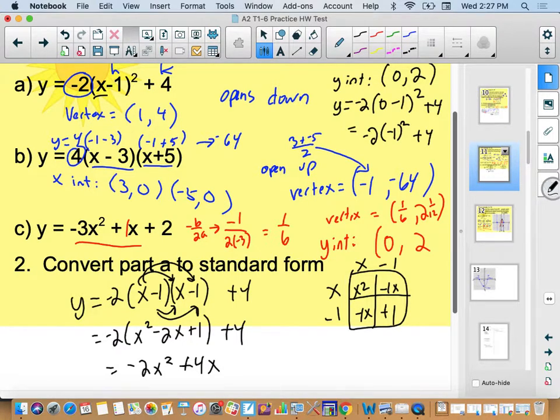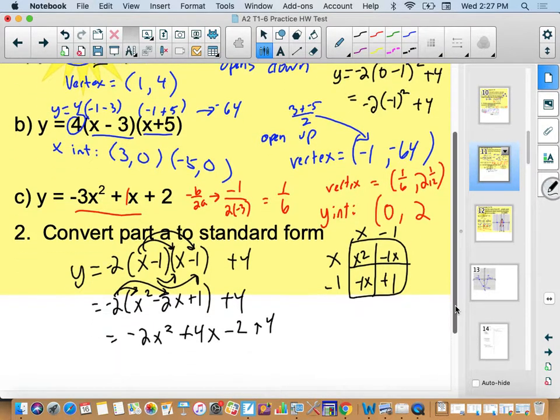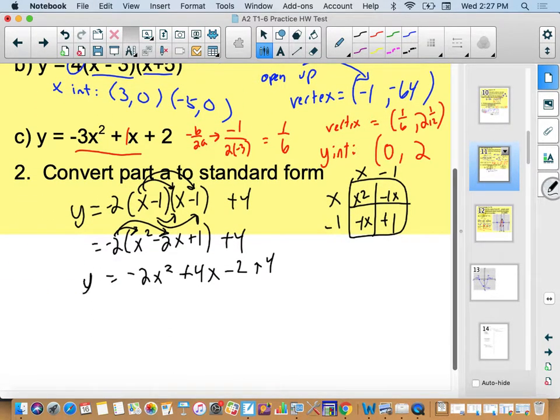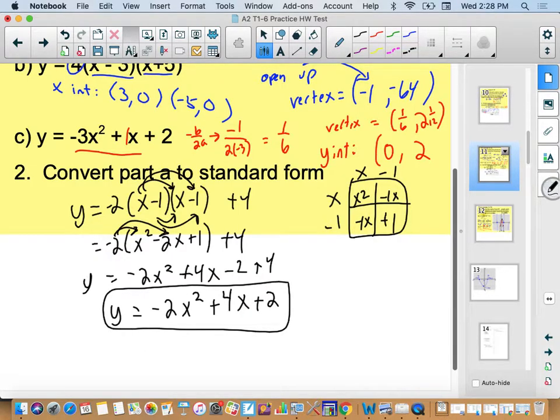I've got -2 times x squared. -2 times a -2x is a positive 4x. -2 times 1 is a -2. And then lastly, combine your like terms. So there's your equation in standard form.